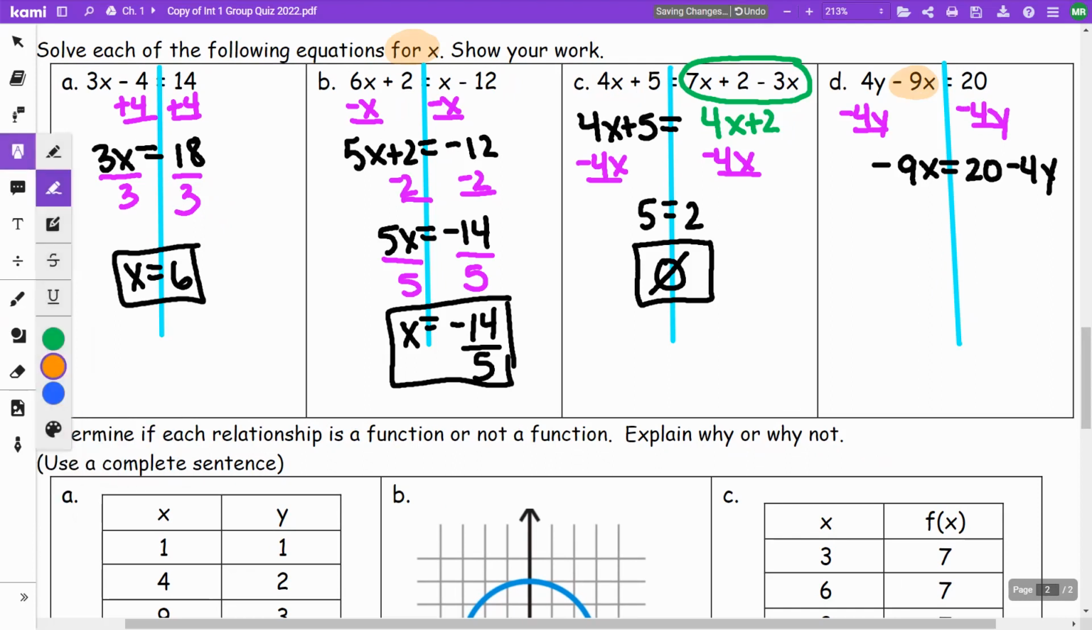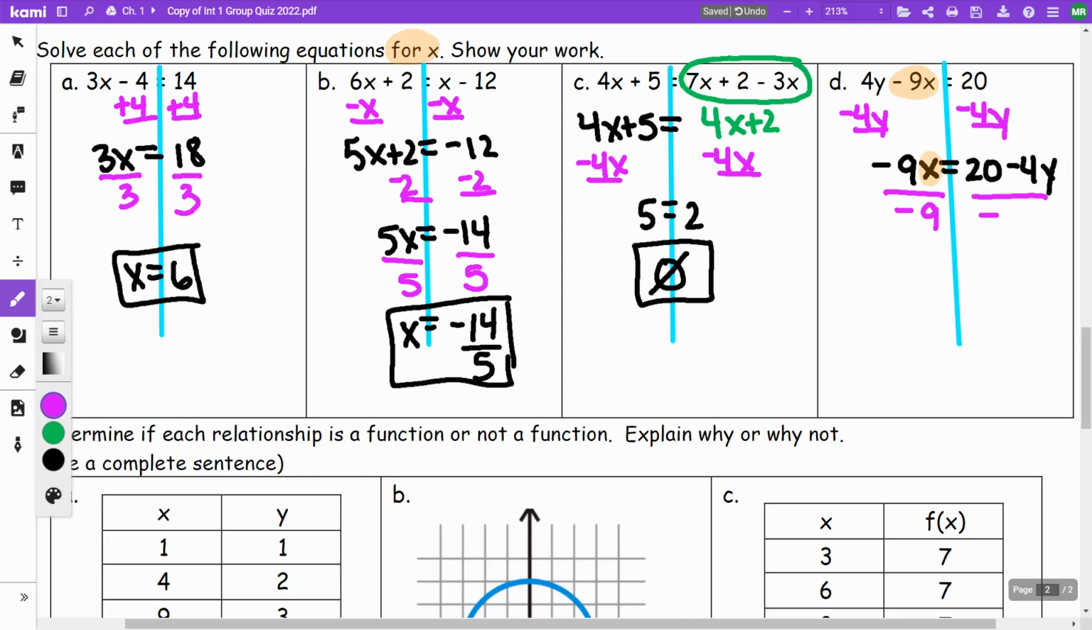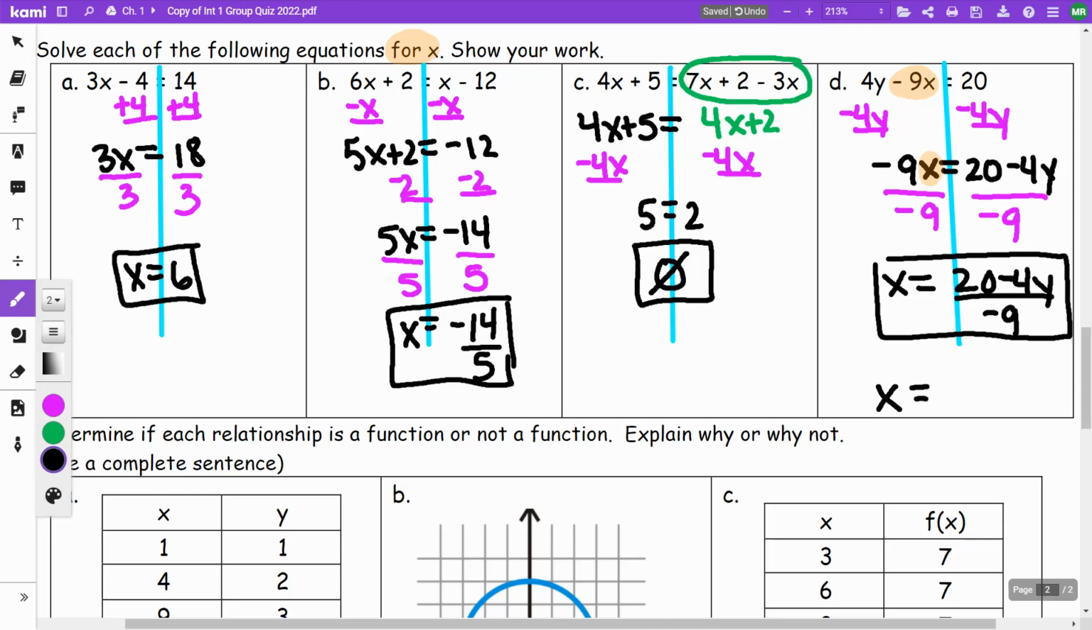And then I want to get the x by itself. So what's in front of the x? Well, in front of the x is a negative 9. So I'm going to divide by negative 9. So I'm going to get x is equal to 20 minus 4y all over negative 9. Now, an acceptable answer would also be, instead of having the negative on the bottom with the 9, to make everything on top opposite, a negative 20, a positive 4y, and then it's a positive 9. Those are the same. Most of us will probably give me this one though.